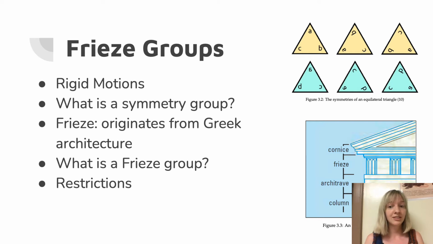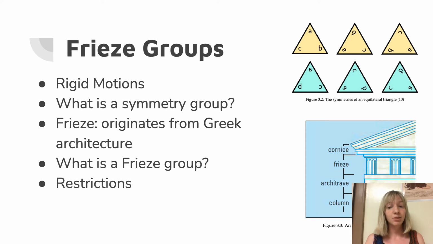The word freeze comes from Greek architecture to define the section between the support beams and the roof with some sort of horizontal pattern. You can see this in the diagram on the right. And now the word freeze has been generalized to mean any pattern on a horizontal strip. A freeze group contains the transformations that create just that, a pattern repeating on a horizontal strip.